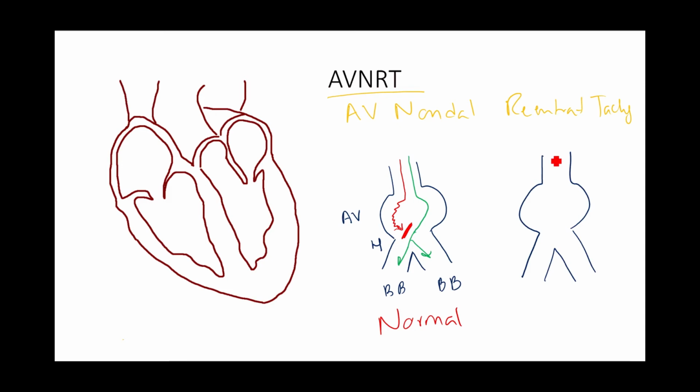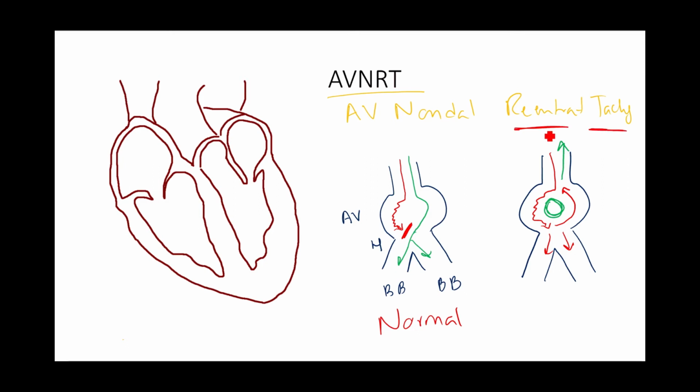Now let's say for some reason the slow pathway manages to come down and create a closed loop, meaning that signals manage to travel back up the fast pathway, which hasn't depolarized yet and isn't in its refractory period yet. Now we've created this closed loop again, similar to an AVRT. This would again result in atrial depolarization and also ventricular depolarization in an uncontrolled manner. This would result in the tachycardia.